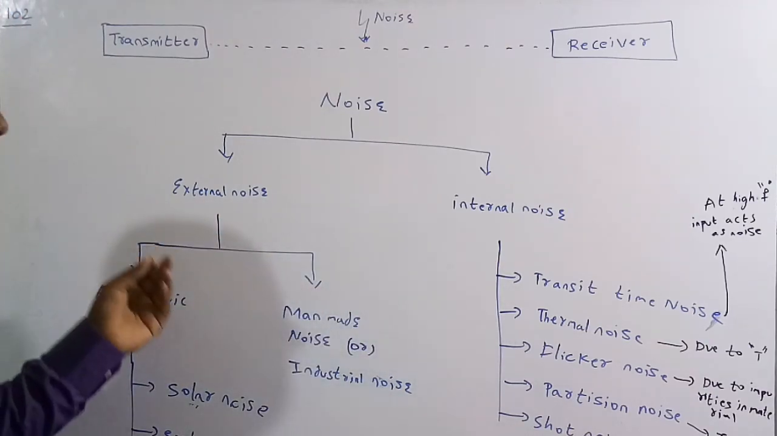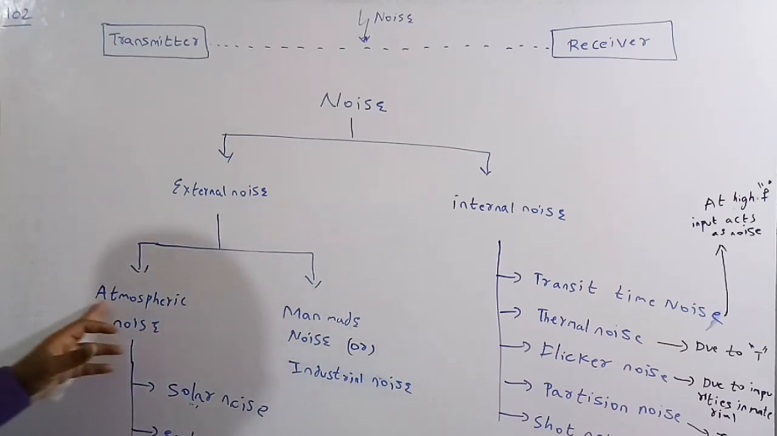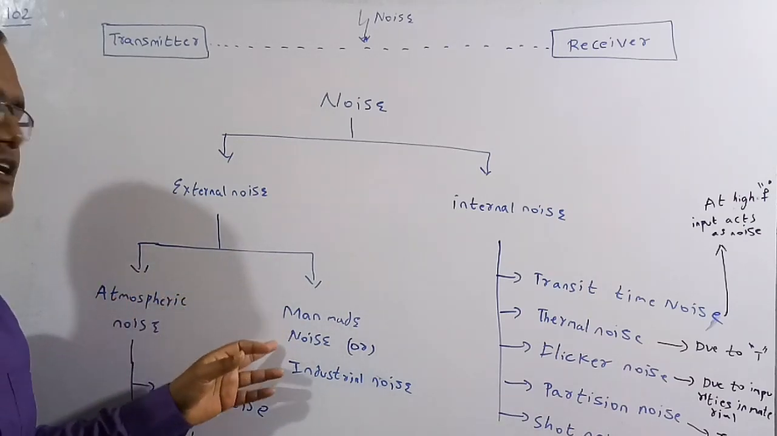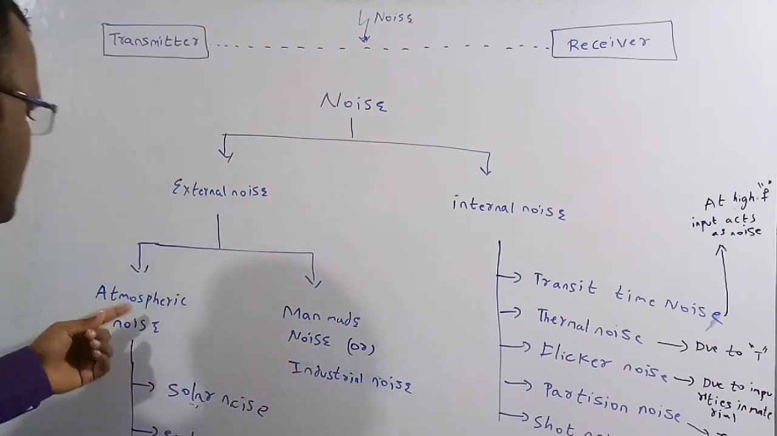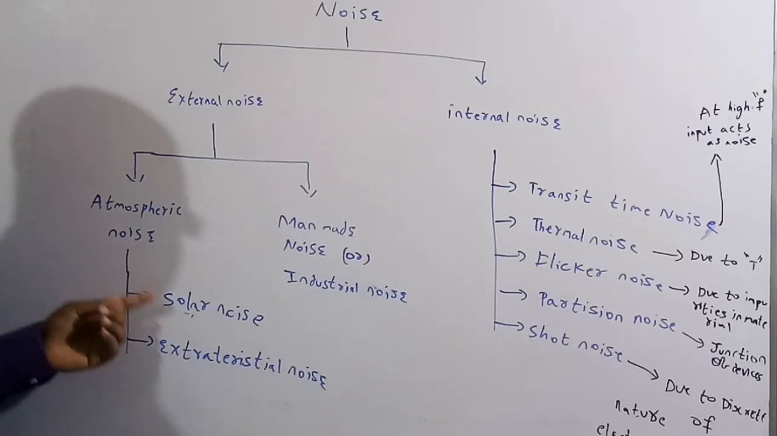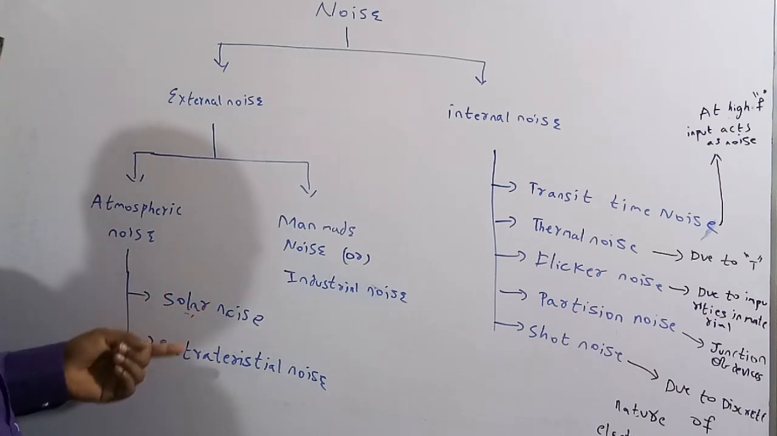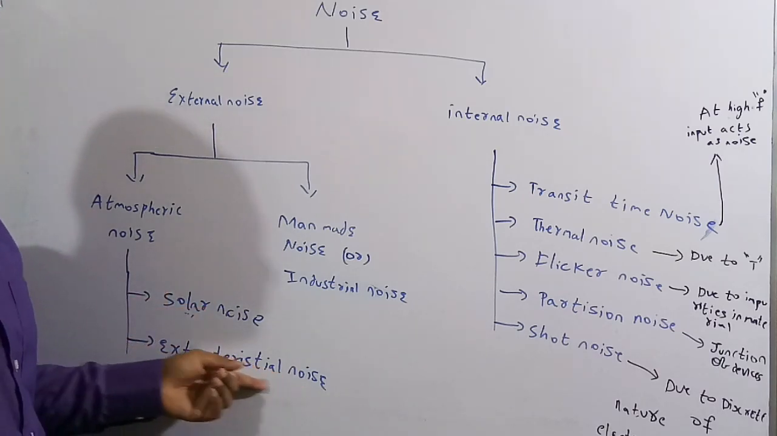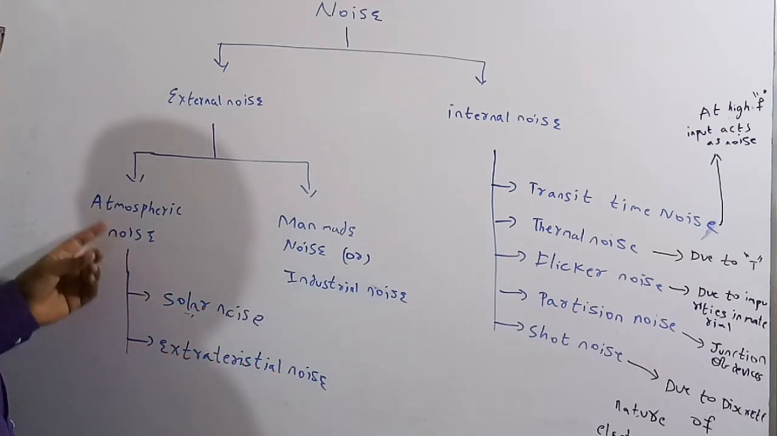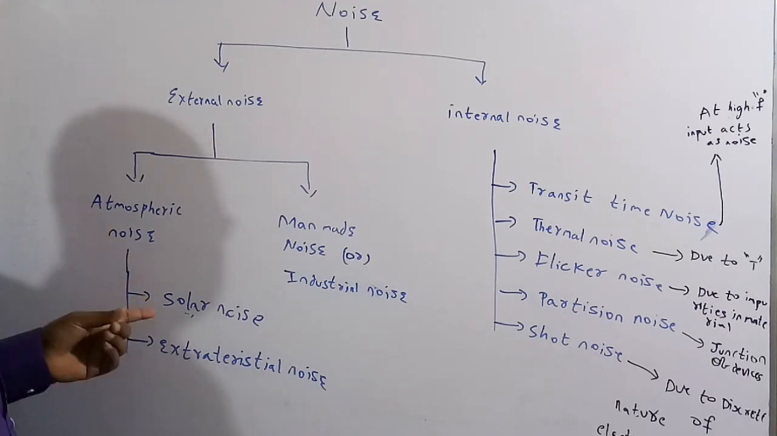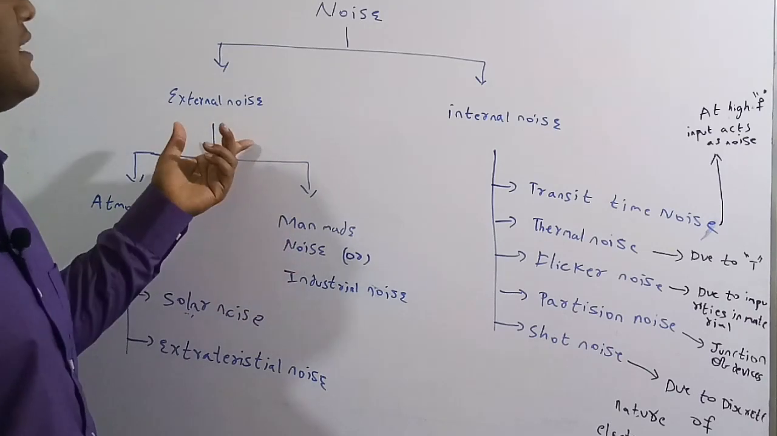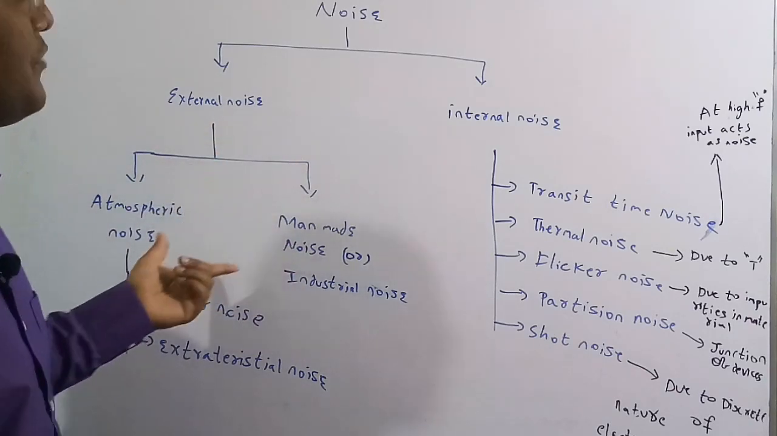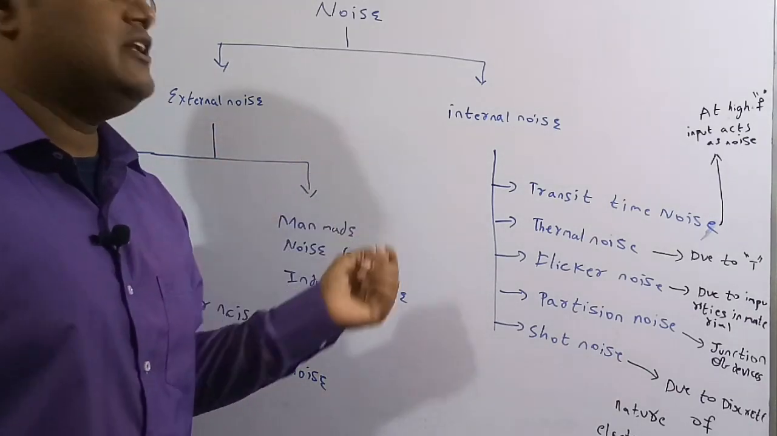External noise is again characterized into two types, which are the atmospheric noise and the man-made noise. Man-made noise is also called industrial noise. Atmospheric noise is due to solar noise because of the sun's rays and extraterrestrial noise due to some other factors. These two are under the category of atmospheric noise, and this is the man-made noise. Basically, external noise has the highest effect when compared to internal noise.